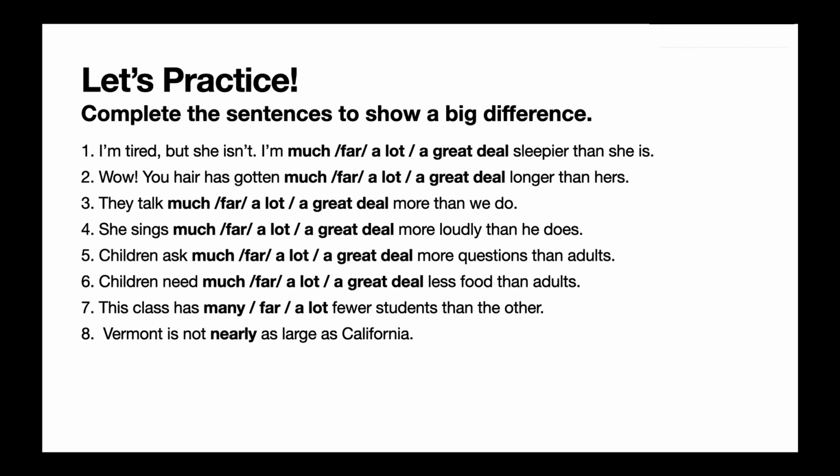So these are all the same until number 7. Number 7 has the word fewer because students is a countable noun. So we don't say much fewer, we say many fewer. And finally, number 8, we use as. So to show a big difference, we say nearly. Vermont is not nearly as large as California.